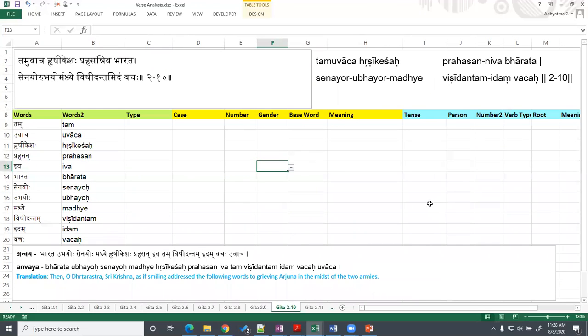So I'll chant this verse. You can repeat after me in your place. Tamuvacha Hrishikeshaha, Prahasanniva Bharata, Senayorubhayor Madhye, Vishidantamidam Vachaha. Now the whole verse together. Tamuvacha Hrishikeshaha, Prahasanniva Bharata, Senayorubhayor Madhye, Vishidantamidam Vachaha.